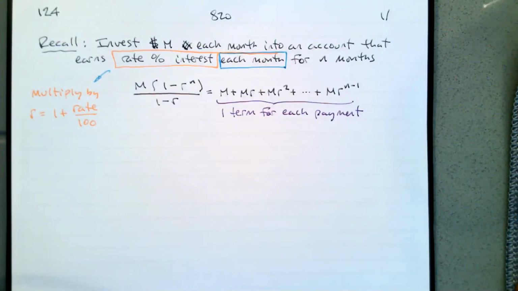We turn the increasing by a percent into multiplication by a number. So if it's increasing by some rate percent each month, we're going to multiply by 1 plus the percent, the rate over 100, the rate per cent, rate per 100.